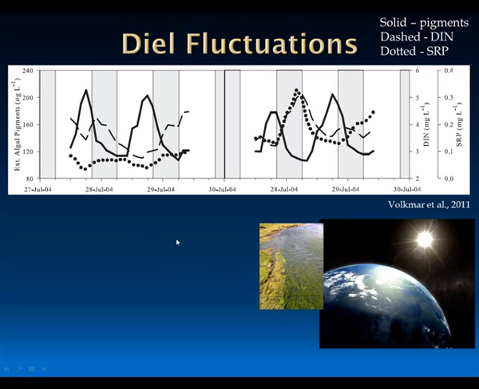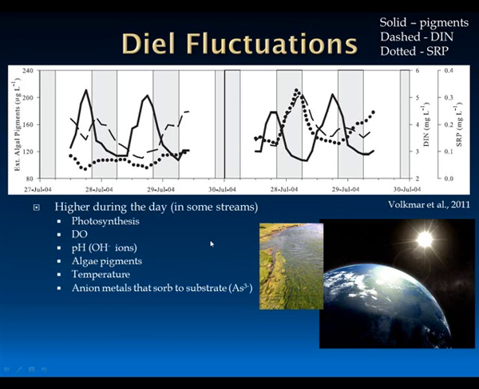And this same diel fluctuation happens for a number of parameters in streams. So higher during the day in some streams. This isn't constant for all streams, but if there's very much primary productivity in a stream, we're probably going to see these phenomena. Photosynthesis is higher in the day. That's obvious. There's sunshine. Dissolved oxygen is higher because we're going to have this photosynthesis occurring from the algae.